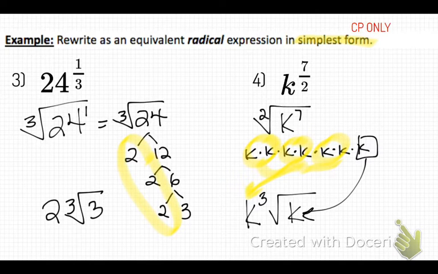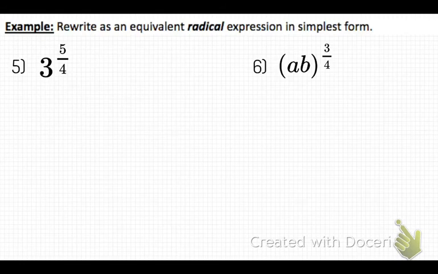I have 4 more before some U-trips. Three to the 5/4. What's the root on this one? 4. What goes inside? 3. And what's the power? It's a 5. Okay. Is that fully simplified?